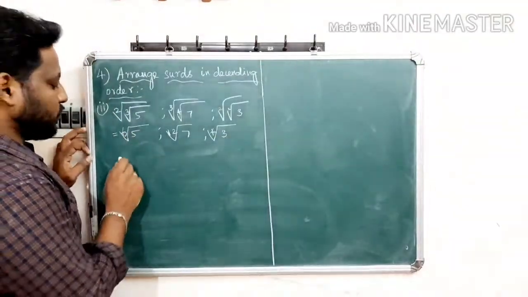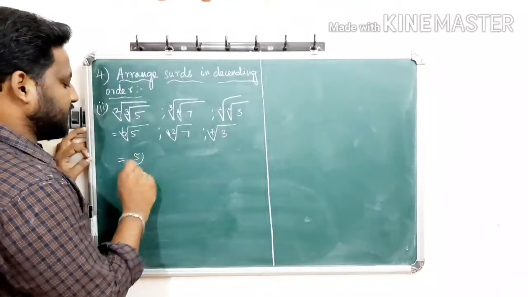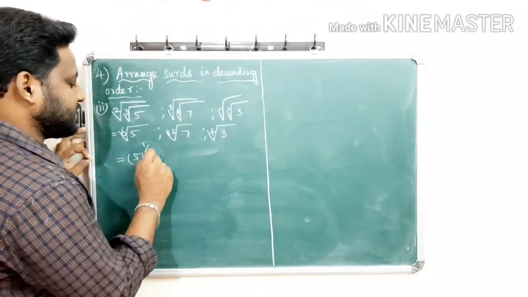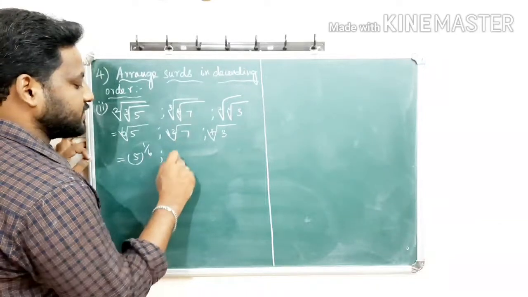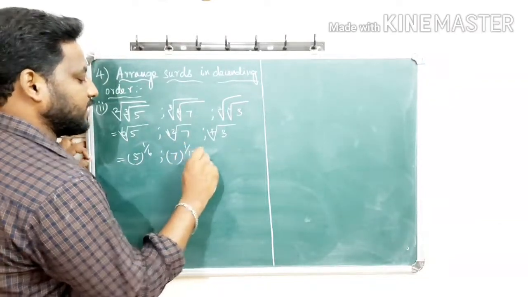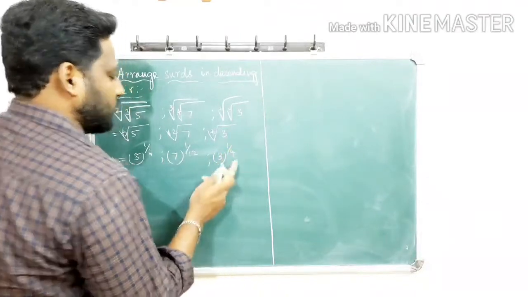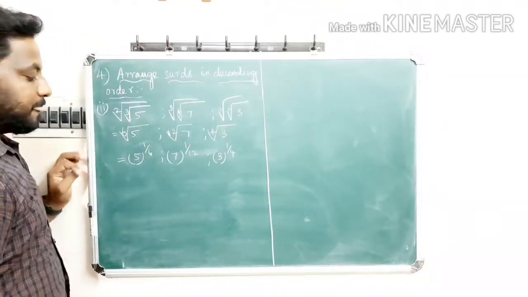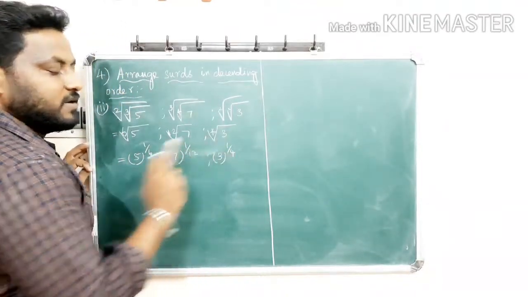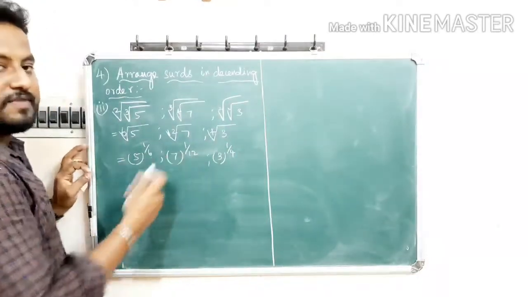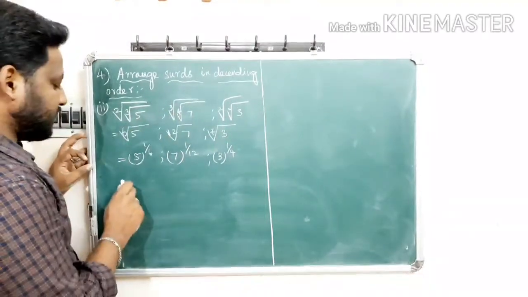So the 6th root of 5 should be written as 5 power 1 by 6. Same here, 7 power 1 by 12. Here 3 power 1 by 4. So now look at the powers' denominators, which are different. So you have to find the LCM like in the previous question.